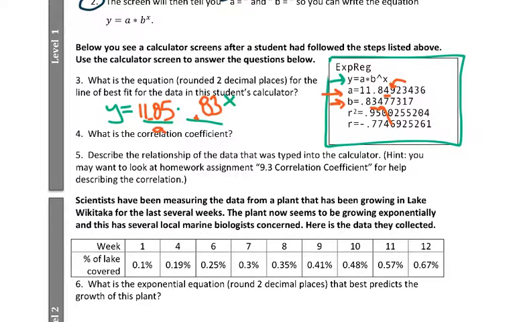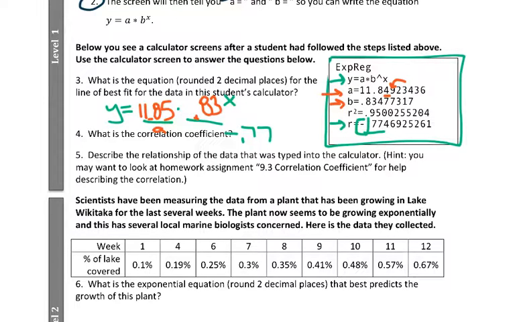Question 4 says, what is the correlation coefficient? Remember, the correlation coefficient is found in the R number. That's our correlation right there. So it is 0.77. Now you'll need to go back and use your number line helper guide to triple check this. Oh, and I just made the big mistake that most of my students make. I forgot that there's a negative right there, so it's negative 0.77.